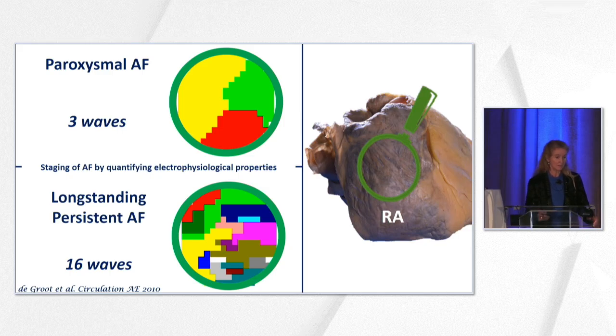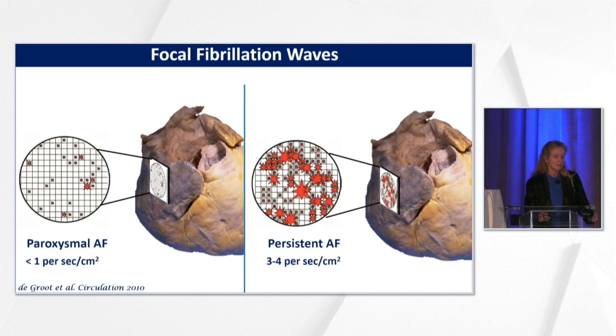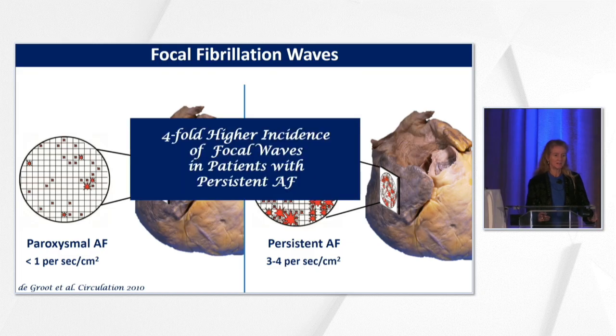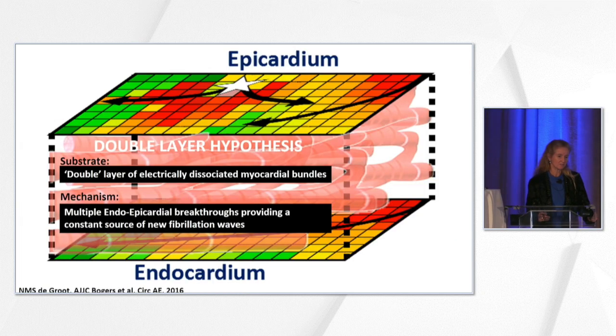Well, one of the first parameters, of course, is the number of fibrillation waves, which is quite simple, and indeed we showed that if you have long-standing persistent atrial fibrillation, you have more fibrillation waves, but also a smaller number of fibrillation waves. In the study, we also demonstrated that patients with persistent atrial fibrillation have so-called more focal fibrillation waves. It was even 4 times higher in the patients with persistent AF.